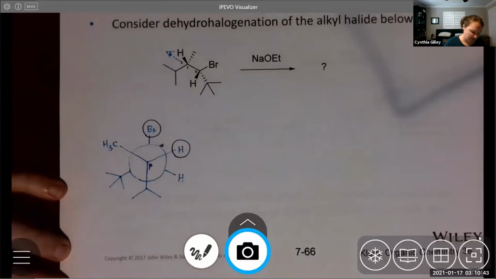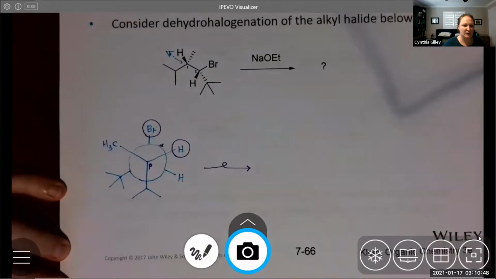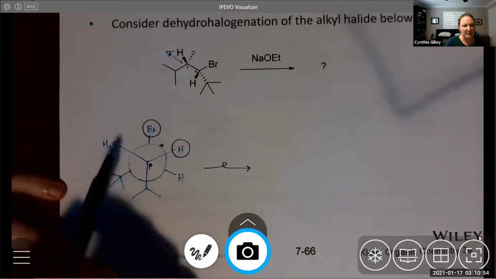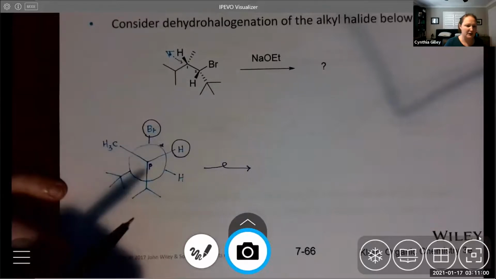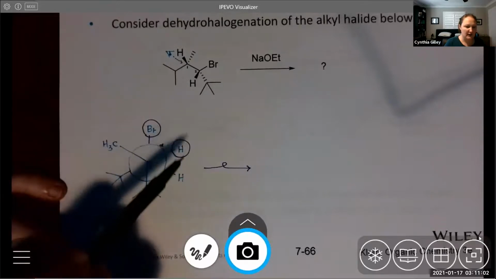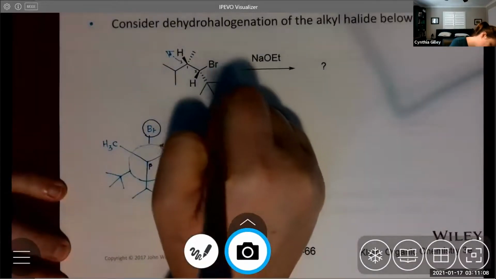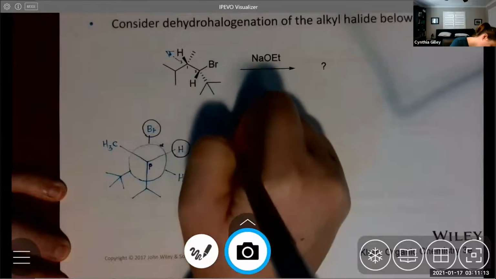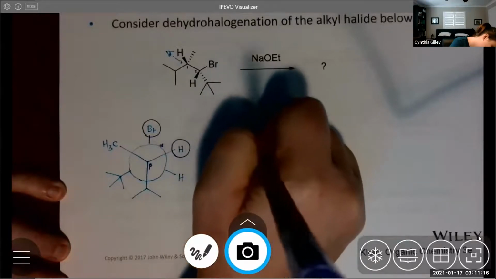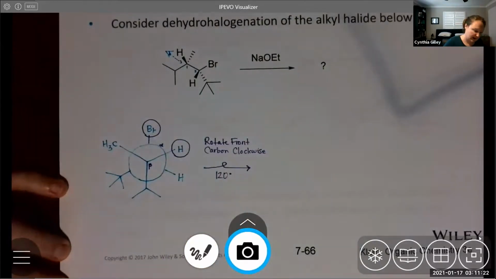We need to do a rotation. So I'm going to rotate to get those two groups to be opposite. And you could rotate the front carbon, you could rotate the back carbon, you can rotate clockwise or counterclockwise, it doesn't matter. I am going to choose to rotate the front carbon clockwise 120 degrees, just so you can follow what I'm doing.